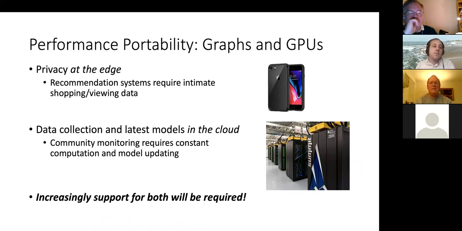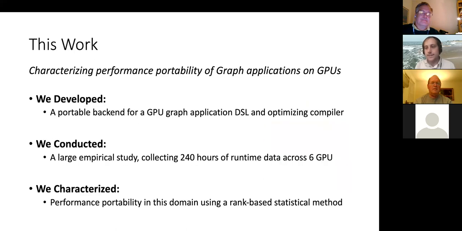You can imagine that you might want your GPU compute or your graph computation to occur at the edge on your smartphone. For example, if you're doing recommendation systems that are based on private browsing or shopping patterns, you don't want to send that off to the cloud. That's not very secure. But when you are doing something like speech recognition that requires big complicated language models, that's something that more occurs in the cloud. So I really think that support for both computations at the edge and in the cloud will be required. So that's why performance portability is interesting.